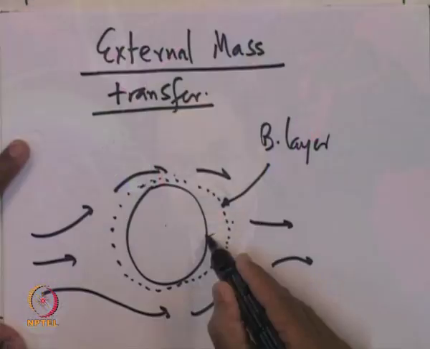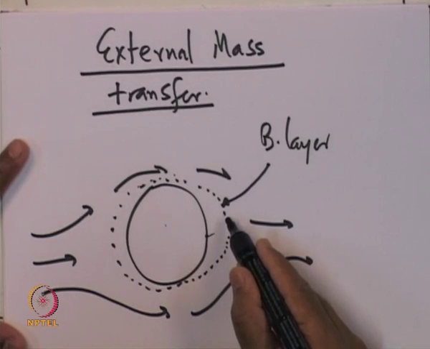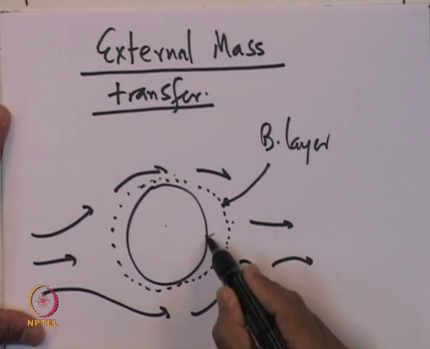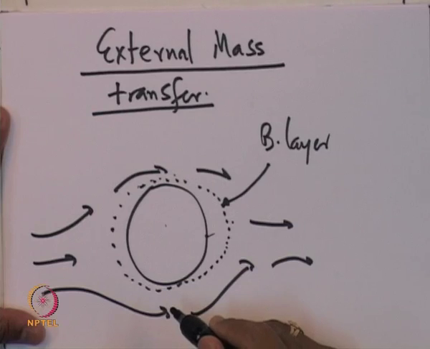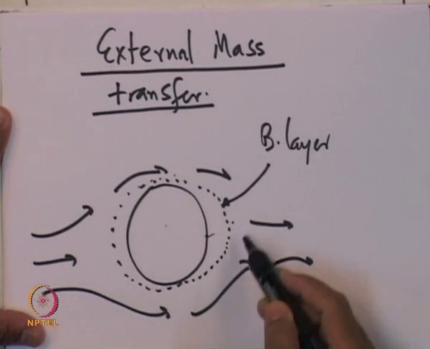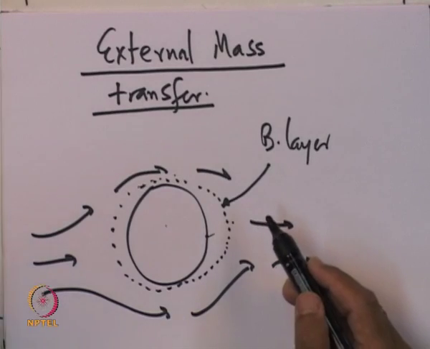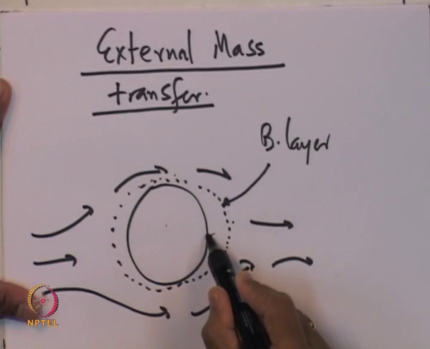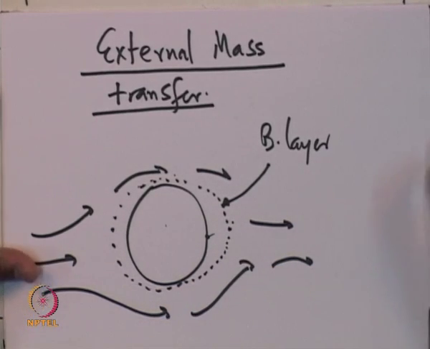We define it for momentum transfer based on the velocity. Now, there is another boundary layer for mass transfer. Similar to your velocity changing here, in the case of component concentrations there will be a concentration changing here. Why is it happening? Because this layer is a stagnant or close to stagnant layer, so the concentration will change. The concentration here may not be the same as the concentration here, and that has great implications on the reaction rate.